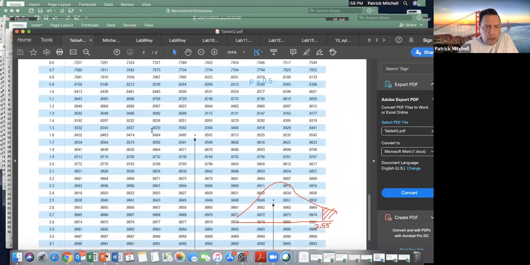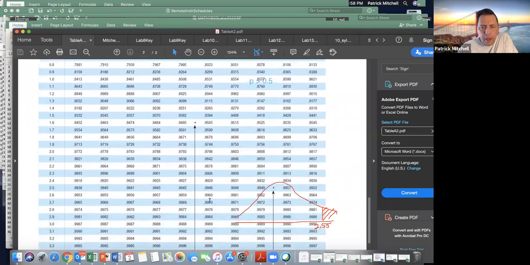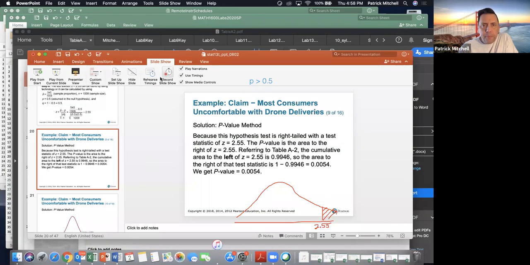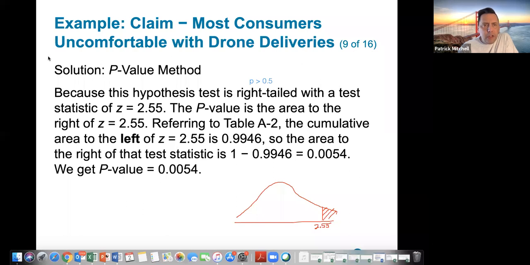I go down to 2.5, and then I go over to the column that has 0.05 on top. And the value that I find is 0.9946. So remember what that means. That is the area to the left of 2.55, 0.9946.